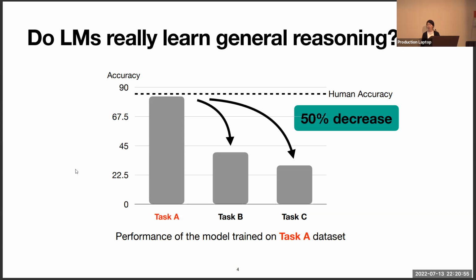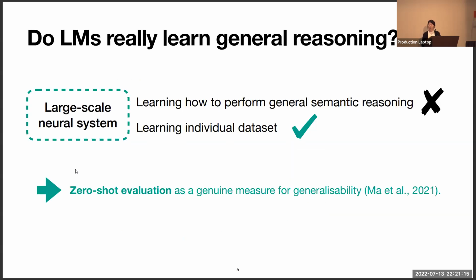However, recent studies ask: do language models really learn general reasoning? For example, a model trained on task A dataset shows human level accuracy in task A. However, its performance declined dramatically on the other common sense reasoning tasks. These results can be interpreted as large-scale neural systems not really learning how to perform general semantic reasoning, but just learning simple individual datasets. In this vein, zero-shot evaluation is suggested as a genuine measure for generalizability.